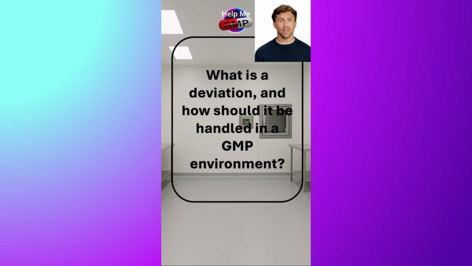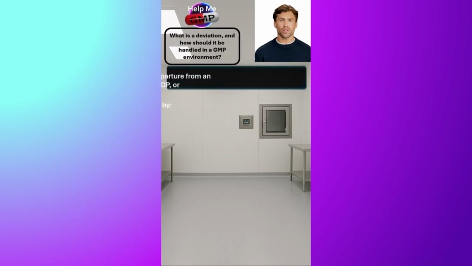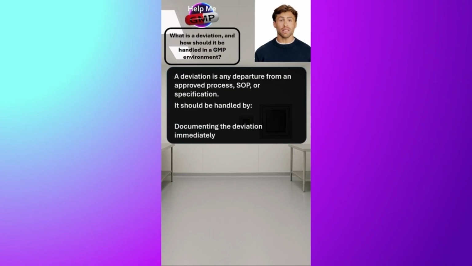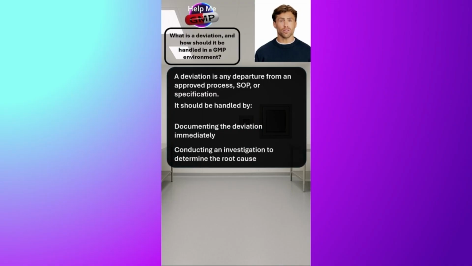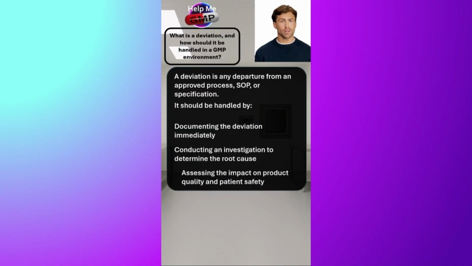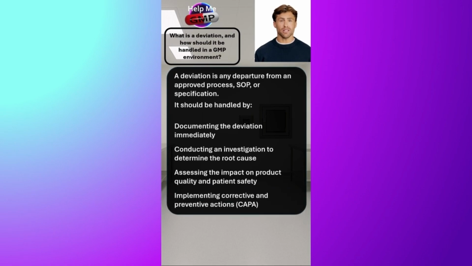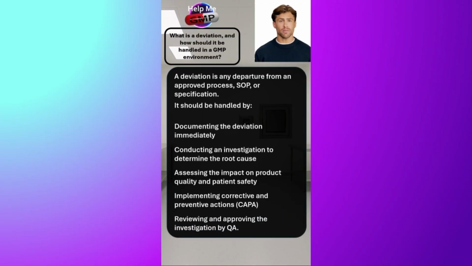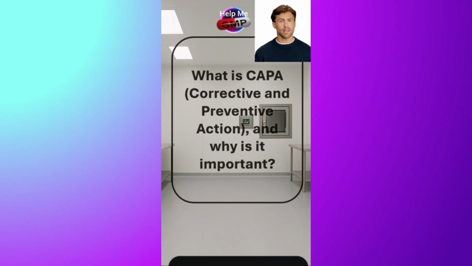What is a deviation, and how should it be handled in a GMP environment? A deviation is any departure from an approved process, a standard operating procedure, or a specification. It should be handled by documenting the deviation immediately, conducting an investigation to determine the root cause, assessing the impact on product quality and patient safety, implementing corrective and preventive actions, and obtaining a final review and approval from quality assurance.